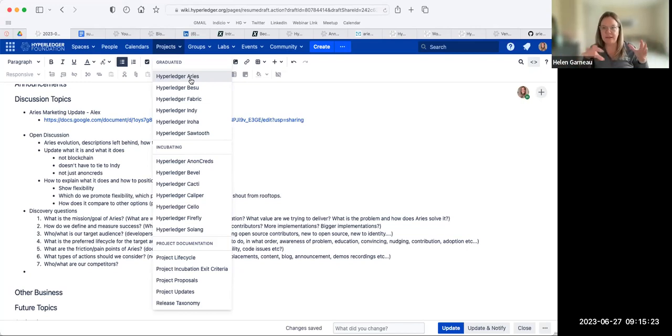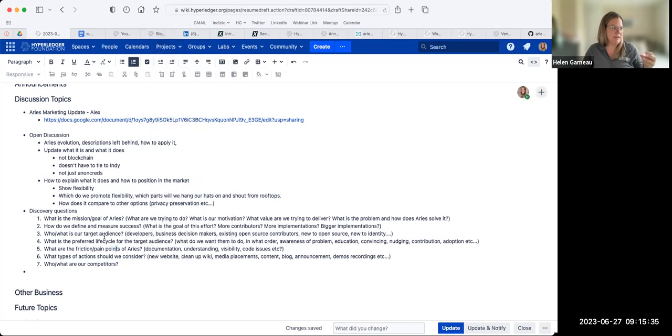So I think looking at the goals of what we want, where we see Aries now doing really well, some of the discovery questions, honestly, are: what are the friction points we're seeing today? Why are we having this conversation? What is the problem right now? And then where are we trying to go? What is the goal of the communication? Who are we targeting and what do we want them to do?